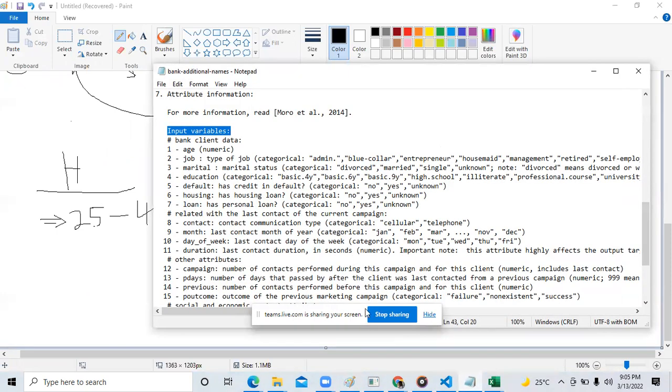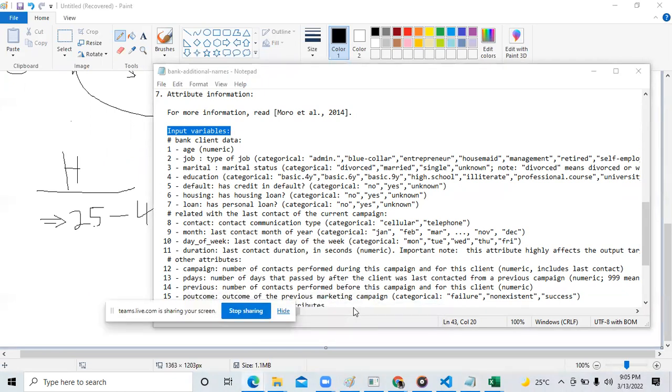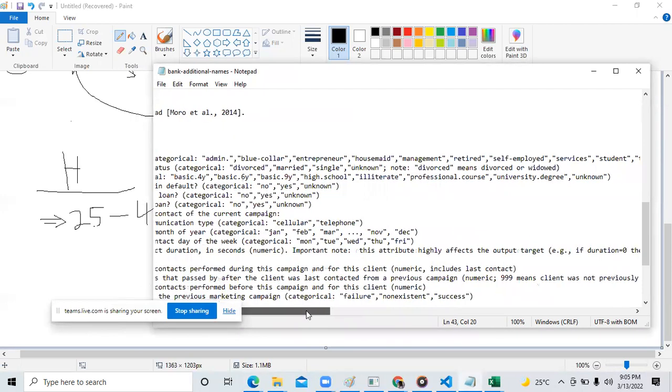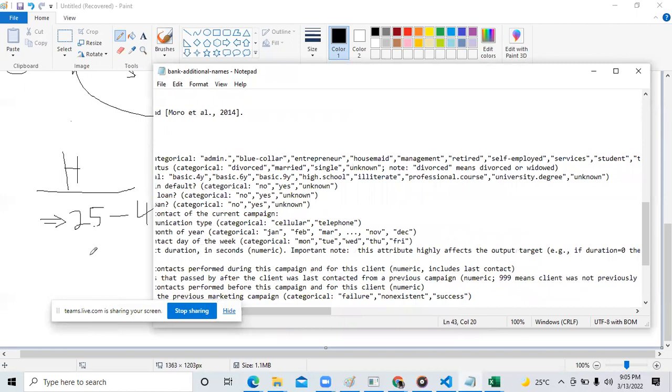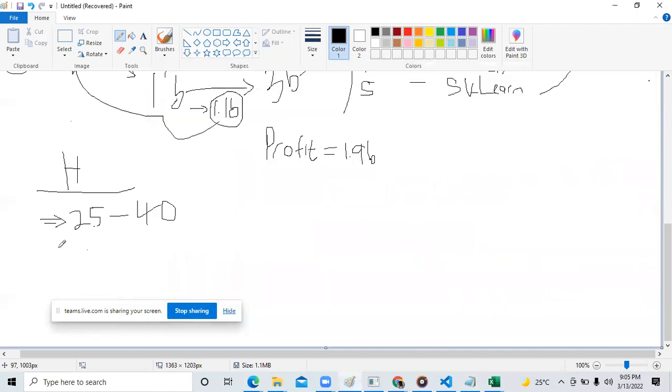Job type. For job type now, I feel like blue collar guys are rich. I don't know what the data set is going to tell me, but I feel like blue collar guys have some money. The guys in management have some money. So blue collar, they have money. The guys in management too, right? I feel like they will have some money.